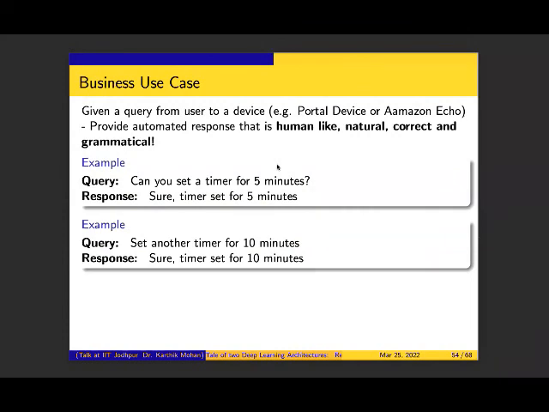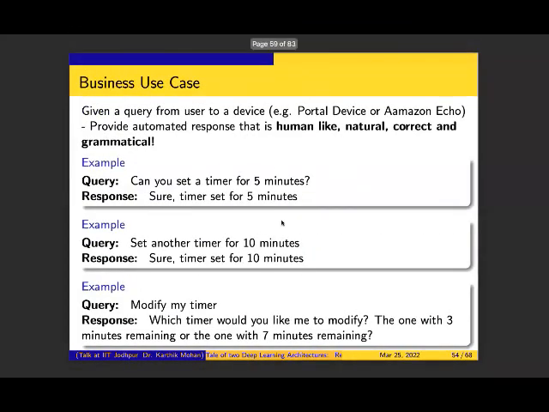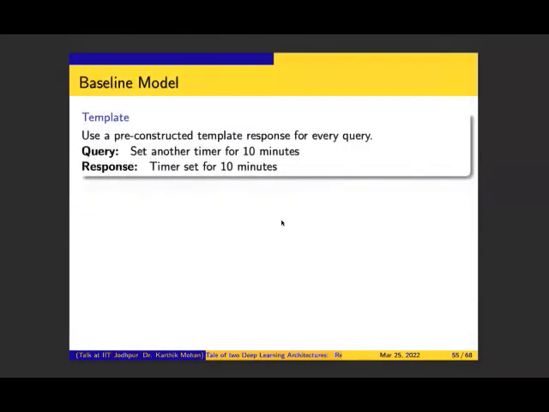Here's another example. Can you set another timer for 10 minutes? Sure, I can set it. And so on, like this, there can be other examples. So the baseline model is like a template. A template is something that doesn't use a machine learning model. It is just that whenever I see this query, I will give you this response. If you say set another timer, then somehow the template is triggered. There'll be some rules, so you use the rules, trigger the template, and then give the response.